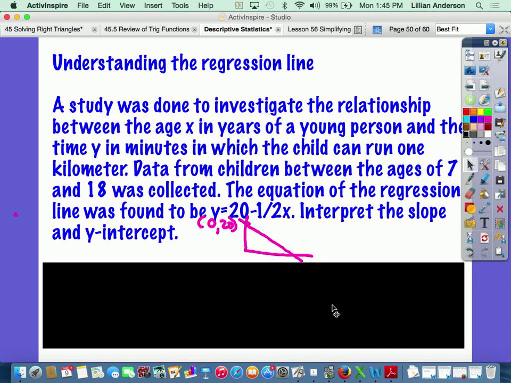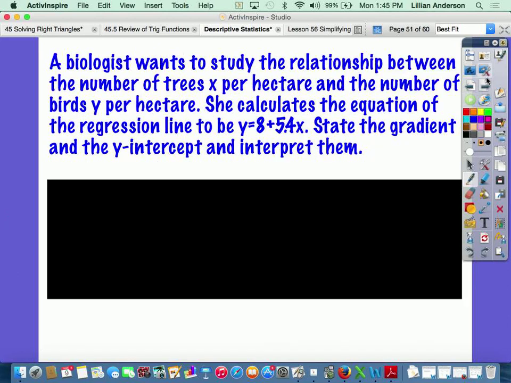The y-intercept is irrelevant because 0-year-olds can't run. Technically, according to this, they'd run the kilometer in 20 minutes, but when you think about it realistically, that does not make sense at all. So that's how you interpret these things, okay? You're actually putting it into words, and it's based off of your situation. Okay? You guys get it down? Let's look at the next one.